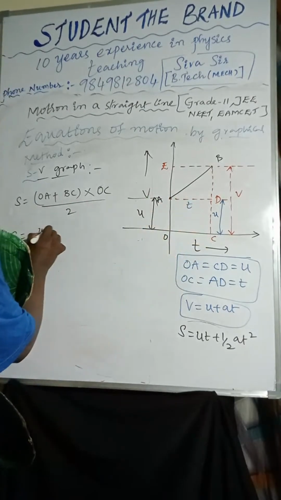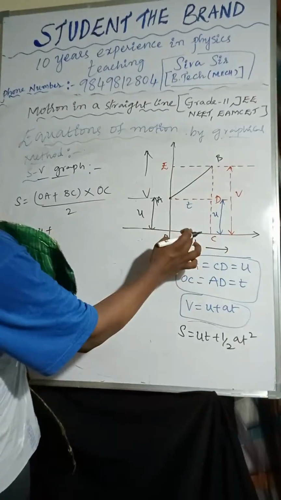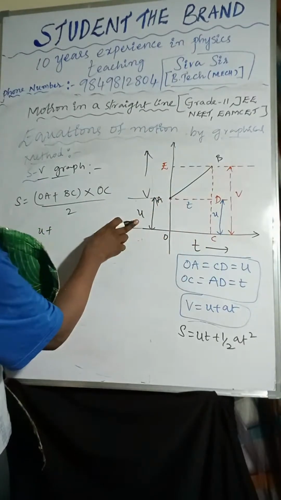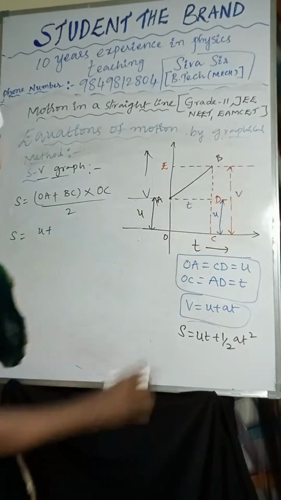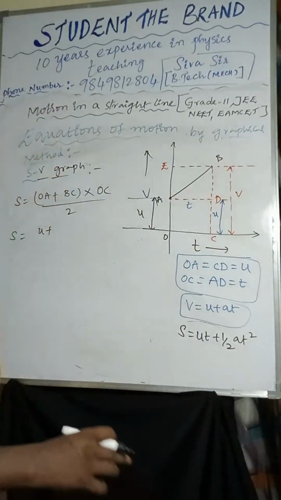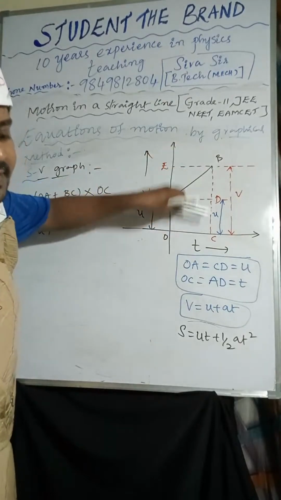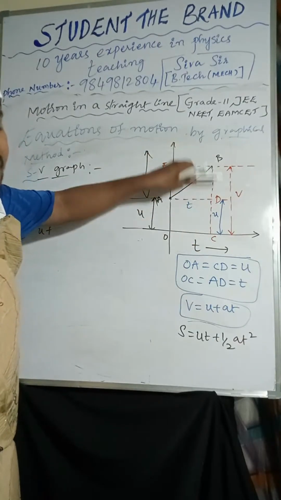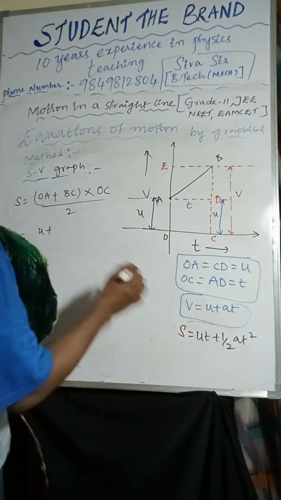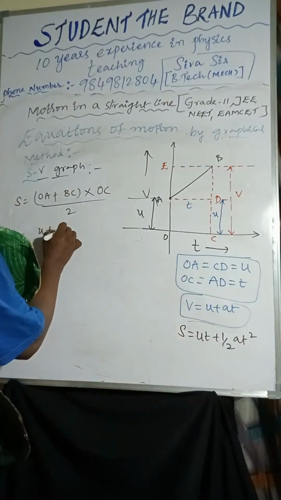OA equal to initial velocity. BC equal to how much? BC equal to final velocity. What is the BC? Final velocity. So final velocity I am taking.